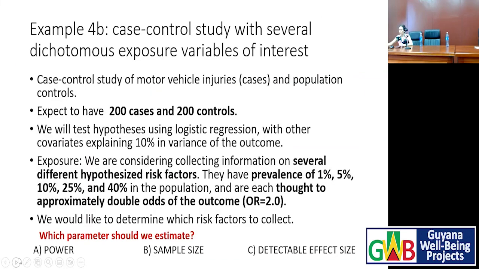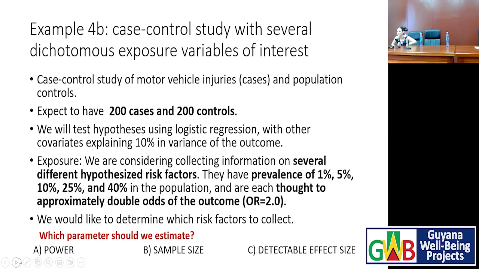Okay, so let's stick with a case control study here for this example. This is a different case control study, where we have motor vehicle injuries for cases and population controls. And here we're going to say we have 200 of each, 200 cases and 200 controls. So we'll test our hypotheses again using logistic regression.